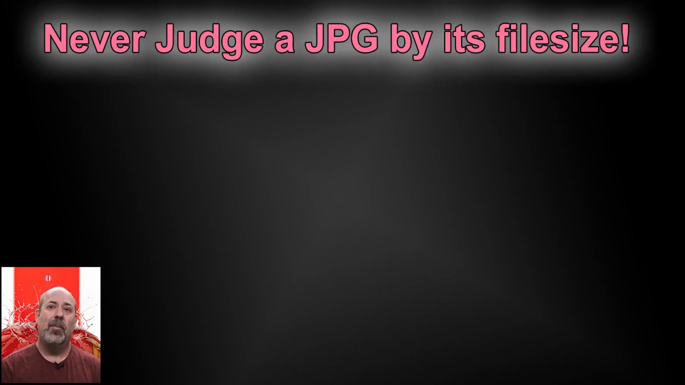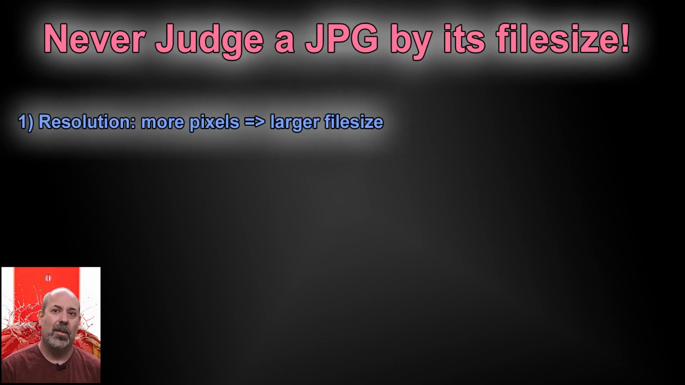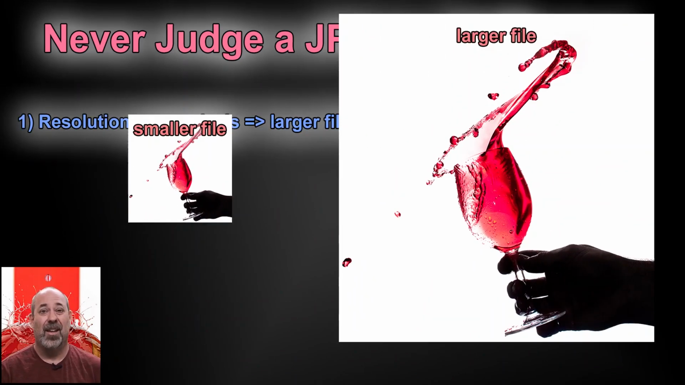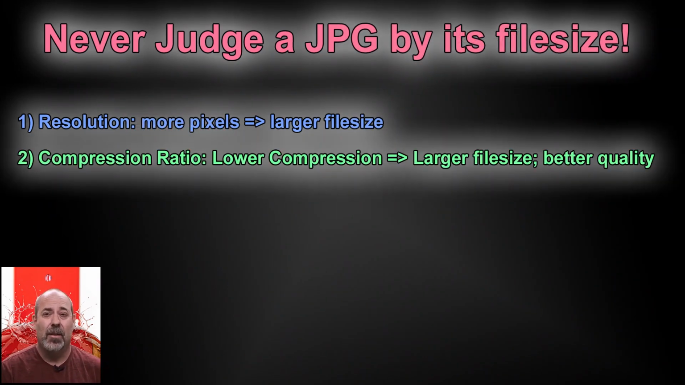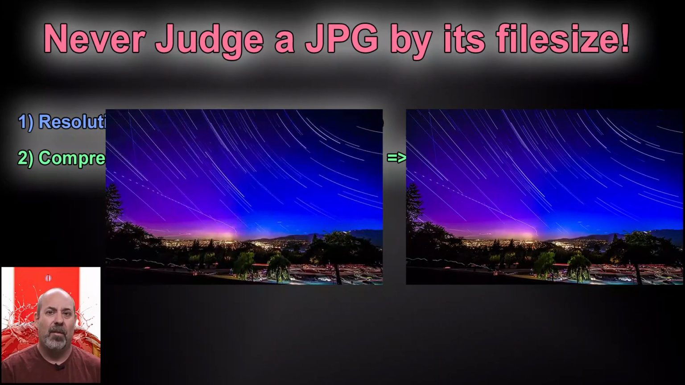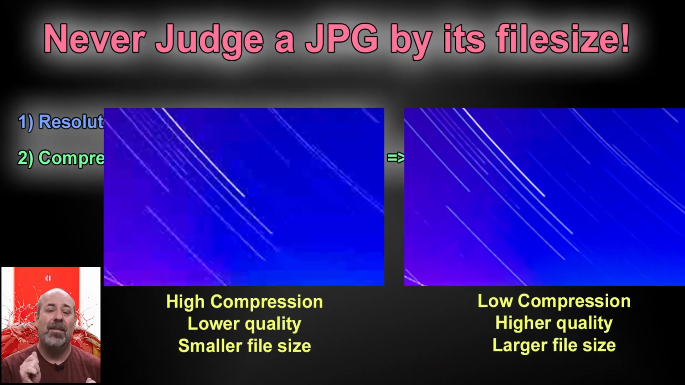The file size of a JPEG depends on a few things. First of all, the resolution. The more pixels, the larger the file. Makes sense. This is where most people stop thinking. Second thing is the compression ratio. JPEGs are compressed to make the file sizes smaller, and the amount of compression can be adjusted. The higher the compression, the smaller the file will be. The file will still have the same number of pixels, same resolution, same aspect ratio.